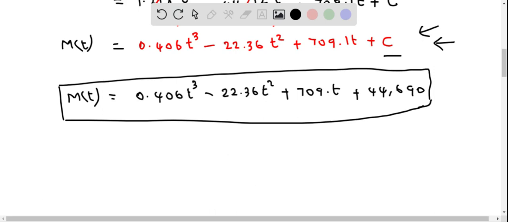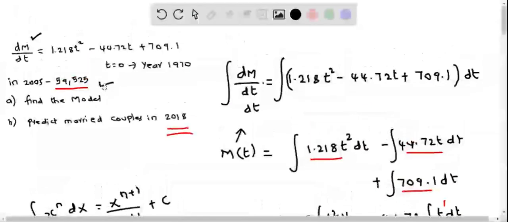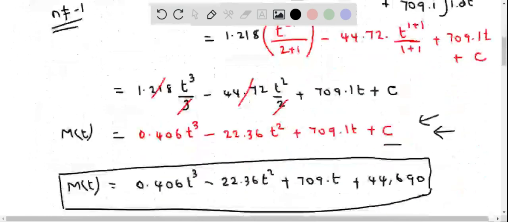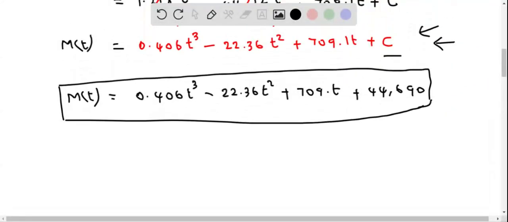Let's now do part B. In part B, we have to predict the number of married couples in 2018. So we have to first convert this to the corresponding t value for 2018. We can subtract like this: 2018 minus 1970. So this will be exactly 48 years. So therefore, we just have to plug t equal to 48 into our model and find the number of married couples. So let's do that.